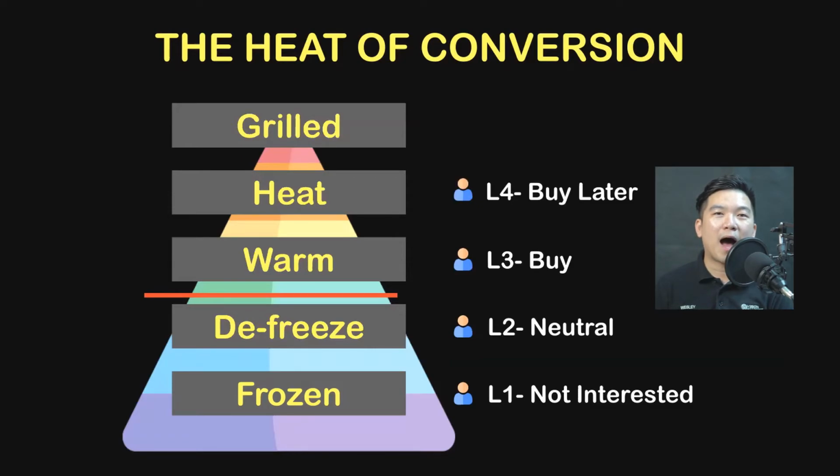L4 is called the buy later stage. It's when they say, I like your product, I'm going to buy next week, next month, 3 months from now. And if you continue adding value, giving very good timely offers, providing communication and engagement with them, you will then move them to L5, which is a buy now category.